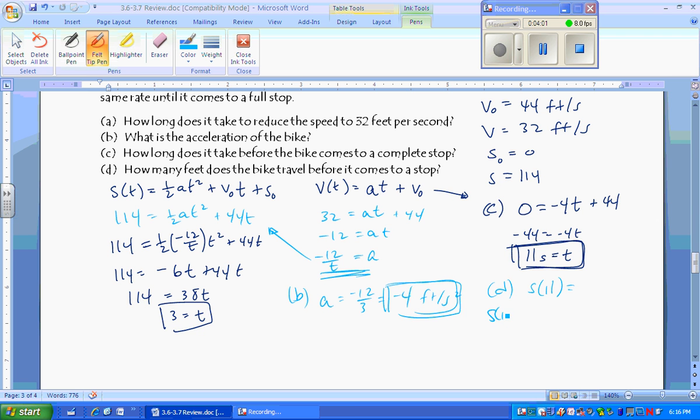1/2 times acceleration, so acceleration is -4, so 1/2 times -4 times t squared, so that's 11 squared, plus the initial velocity, 44, times t, which is 11, plus the starting position, which is 0. So s of 11 would equal 242 feet.